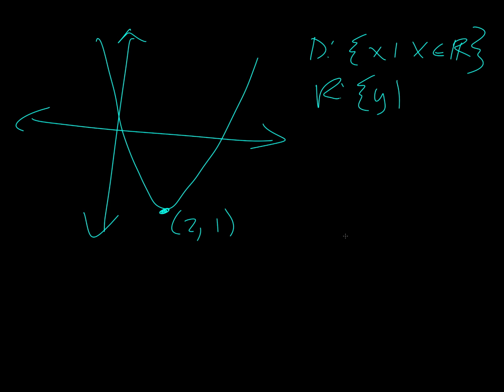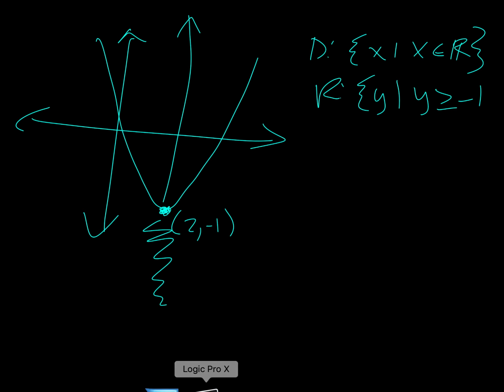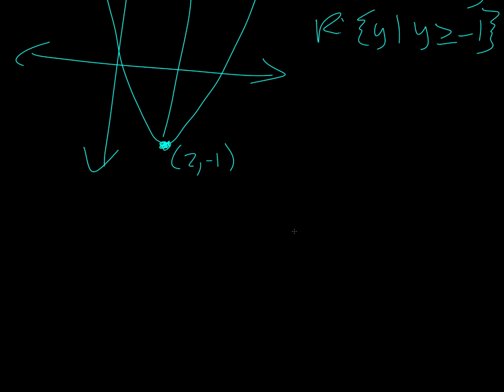Range, y, all values y such that, whoops, this is a negative one. So -1 is the lowest value we can have, and so we're going to say y is greater than or equal to -1, because all these values are okay up here, but nothing down here is okay. Oh, and then close my set bracket. Okay.